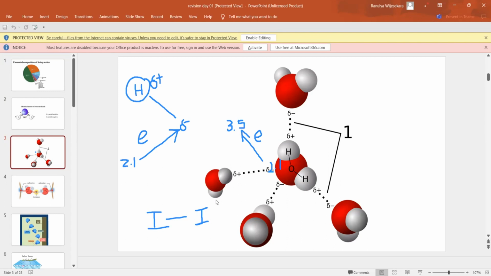Right? Now if we compare liquid water and a cube of ice. Ice is the solid state of water.